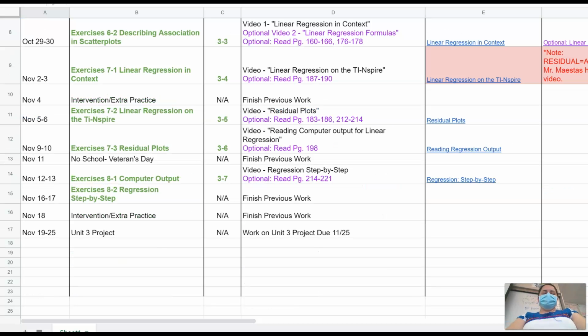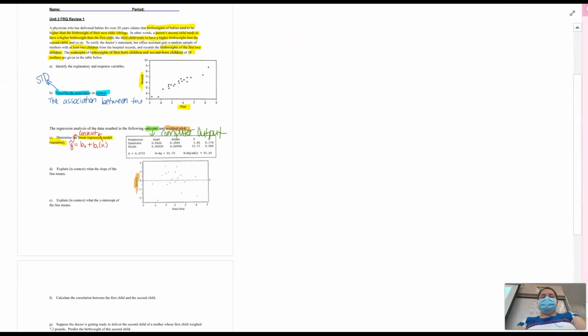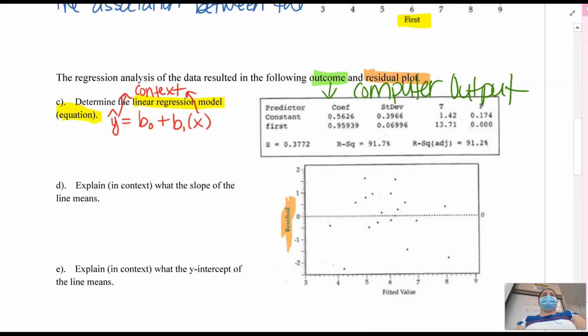It's loading. The November 9th through the 10th, that video where it says reading regression output, that will show you where to find the slope and the y-intercept in the table, okay? So from this table, you basically only need 3 values for the linear regression model. Out of all of those numbers, you only need 3 from that table, okay?